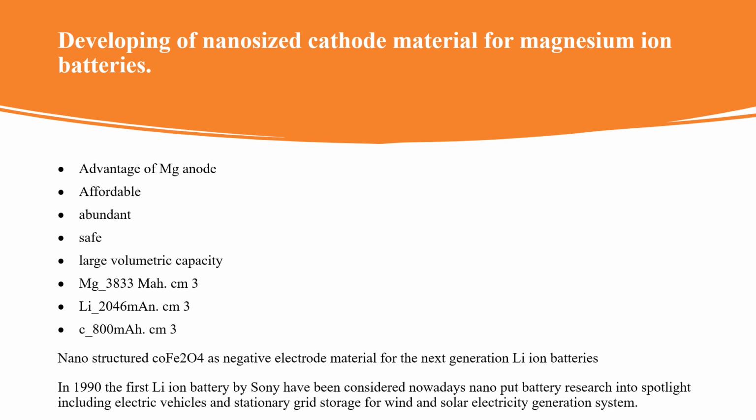Developing nano-sized cathode material for magnesium ion batteries. Here are the advantages of using magnesium as an anode: it is very affordable and abundant, a safe process, with large volumetric capacity, as magnesium has 3833 milliamp hours per centimeter cube volumetric capacity, whereas lithium as compared to magnesium has less volumetric capacity.